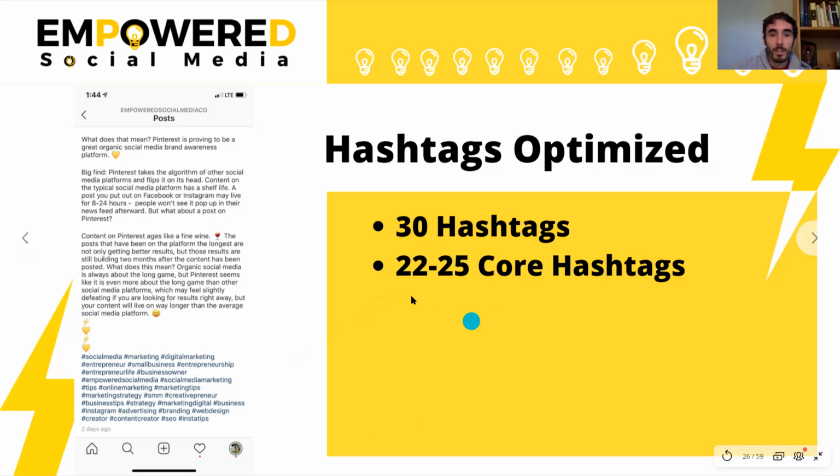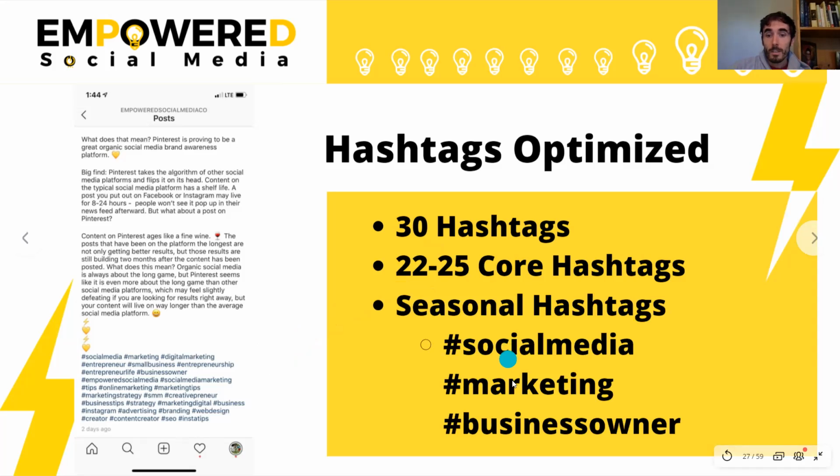So what I'm telling you to do is create 22 to 25 core hashtags. So they're the hashtags that you use every time. Now, you could use them seasonally. So marketing could be one that you're using seasonally. Business owner could be one you're using seasonally, or you could use seasons seasonally. So if you're a photographer, you might say fall foliage photography, or photography in the fall. You might be using those seasonal hashtags as part of your 22 to 25 core hashtags. You can see for me, marketing tips, online marketing tips, those are part of my core hashtags.